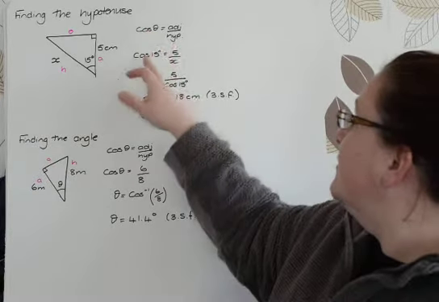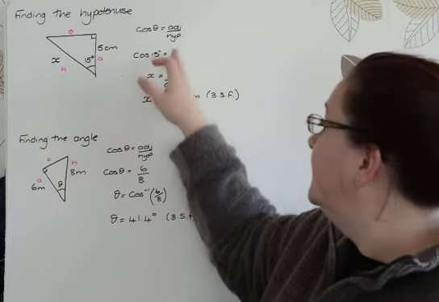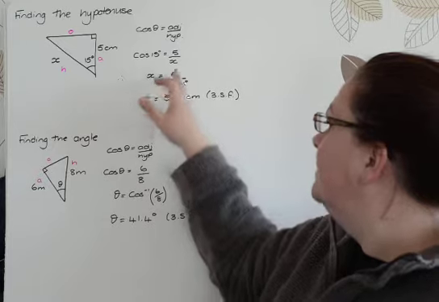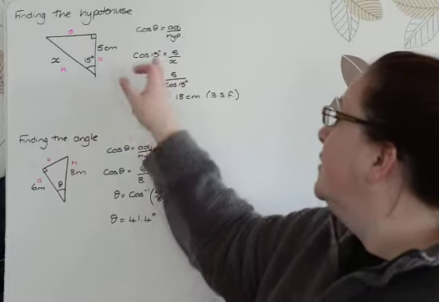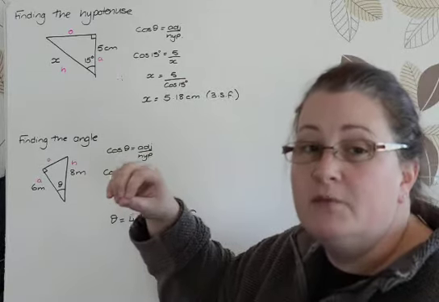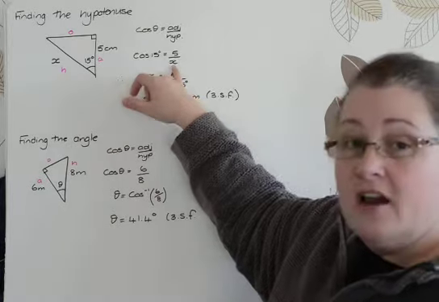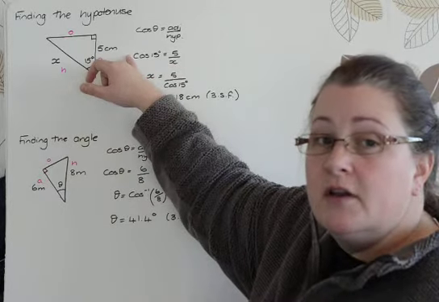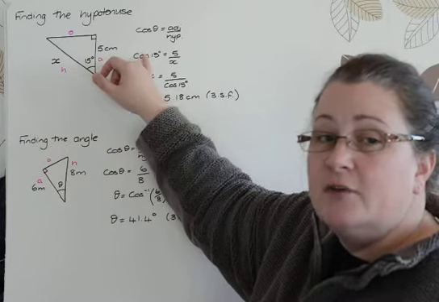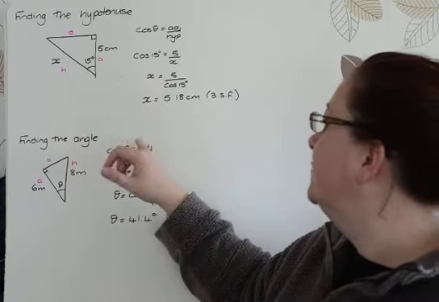Cos is adjacent over hypotenuse, so I put in all my numbers. I get cos 15 is 5 over x, and therefore x is 5 over cos 15. Notice that the cos 15 and the x have swapped places. This is because in order to get rid of this x here, I have to multiply it up. And once it's multiplied up, I don't want the cos 15 next to it, so I then divide throughout to get the cos 15 on the bottom.